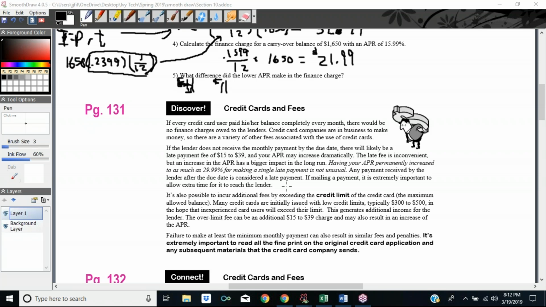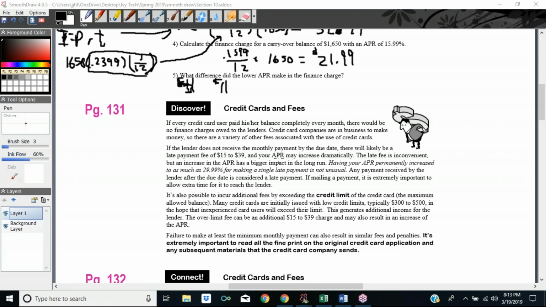Okay, so on the bottom of page 131, that's a lot of reading there, but let's just check it. I'll read it really fast. If every credit card user paid his or her balance completely every month, there would be no finance charges owed to the lenders. Credit card companies are in business to make money, so there are a variety of other fees associated with the use of credit cards. If the lender does not receive the monthly payment by the due date, there would likely be a late payment fee of $15 to $39, and your APR may increase dramatically.